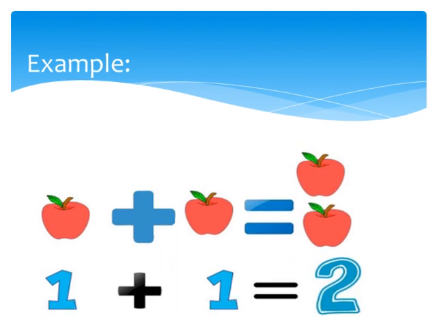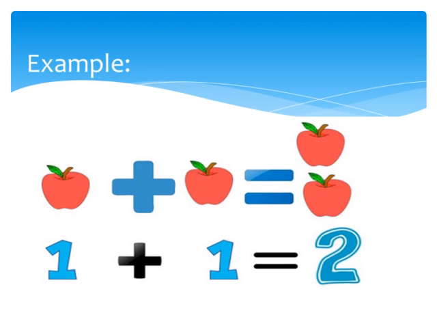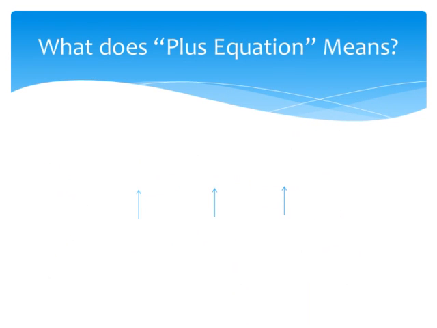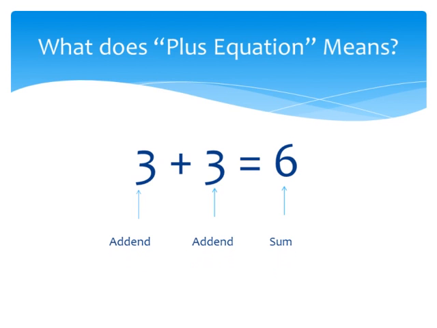For example, 1 apple plus 1 apple equals 2 apples. What does this plus equation mean? 3 plus 3 equals 6. 3 is what we call an addend, and the other 3 is also an addend, and the total of the two numbers that we add together is 6, and 6 is called the sum.